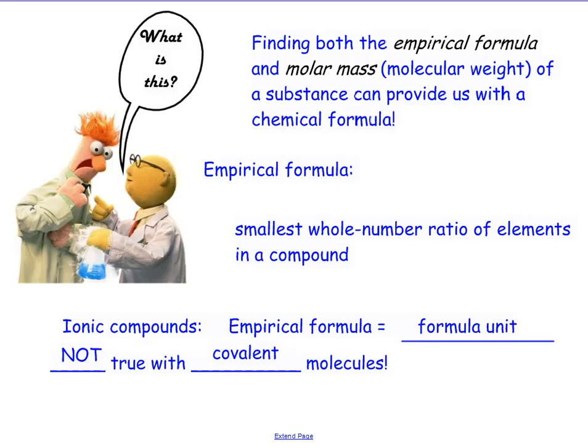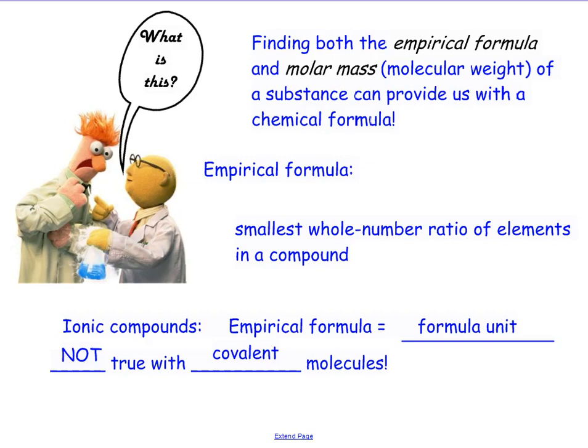Let's talk about the difference between an empirical formula and an actual formula. The empirical formula is the smallest whole number ratio of elements in a compound. Ionic compounds like sodium chloride and potassium sulfate are really crystals of alternating cations and anions. So what we call a formula unit is really the empirical formula, the smallest whole number ratio.